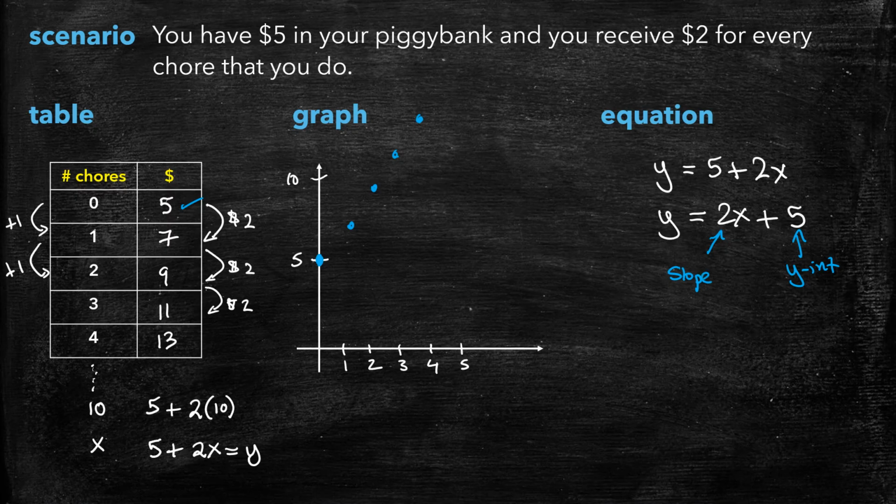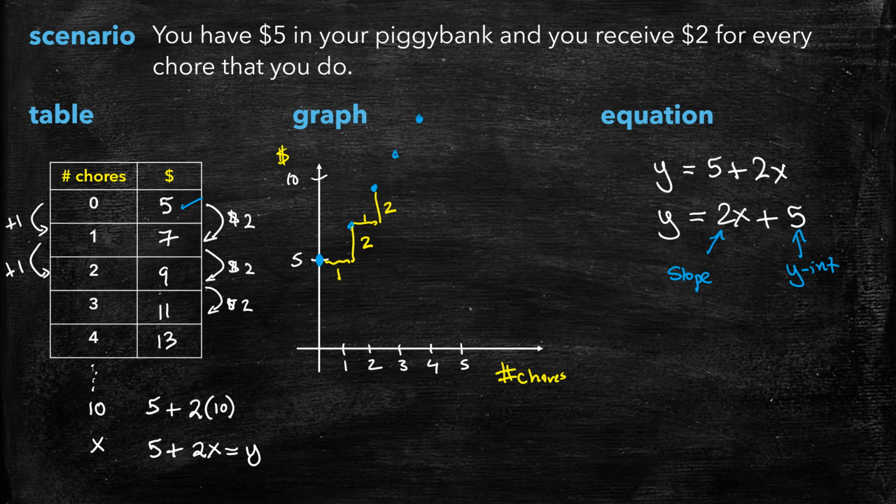You might not have noticed, but you probably noticed it in the table. Every time we go up 1 in x, y goes up by 2. And if we look at the graph, the same thing happens. You go over 1 chore, that results in an increase of $2. I should have put dollars on the y-axis, number of chores on the x. So every increase of 1 chore, you go up $2 in your piggy bank account.